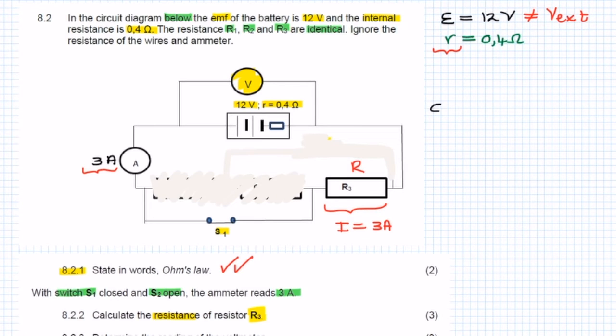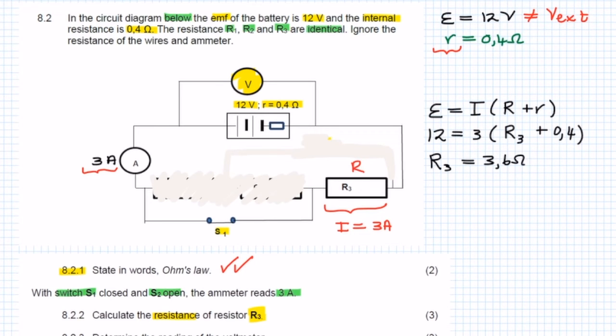So let's make use of this grade 12 formula that says that the EMF is equal to the total current multiplied by the load plus the internal resistance. The EMF is 12 volts. The current is 3 amperes. We do not know the value of capital R, which is the load or the resistance of resistor 3. And we know that the internal resistance is 0.4. When we manipulate this formula and we plug the values into our calculators, we find that the resistance of resistor 3 is equal to 3.6 ohms.